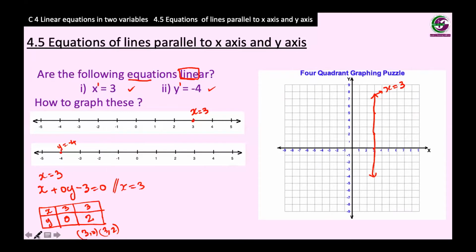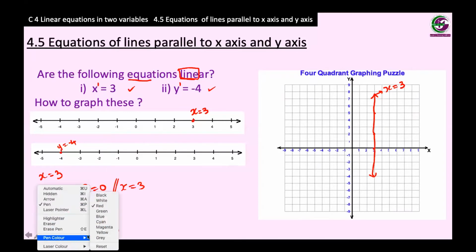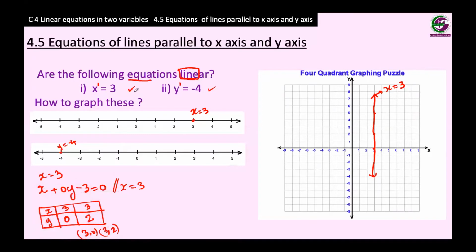Let us see the second equation. How does it look? y is equal to -4. So we can rewrite this equation with x by inserting a 0x: 0x plus 1y, or y plus 4 is equal to 0.